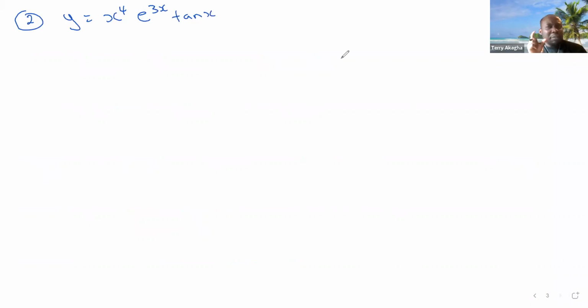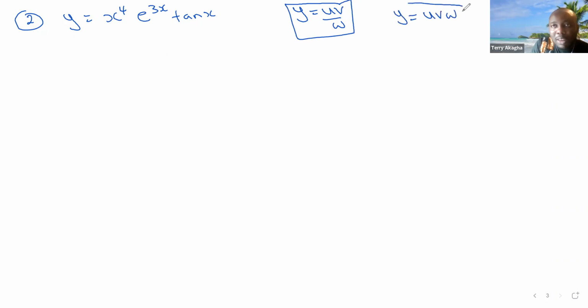I have y is equal to x to the power 4, e to the 3x, and tan x. So you can see that this is a little bit different. The one I solved earlier was y is equal to uv over w, right? Now this question is asking you on y is equal to uvw. So that's the reason why I said we don't need to cram it. You just apply the same principle. So in this case, remember we had ln u plus ln v minus ln w, but here we're going to have ln u plus ln v plus ln w because there's no division here.